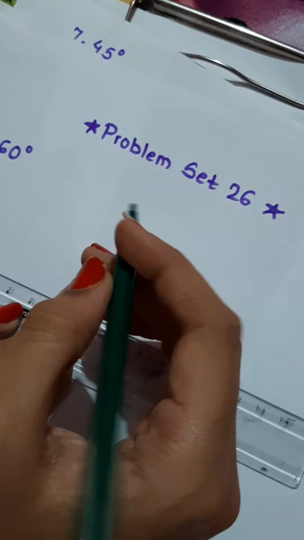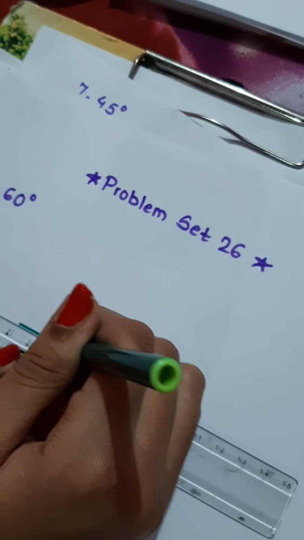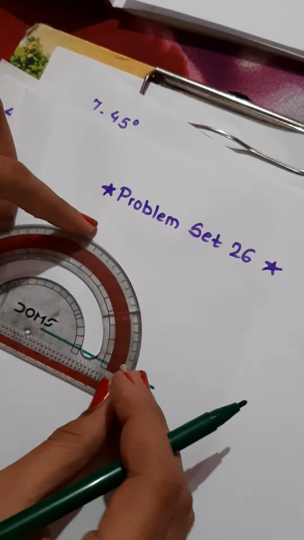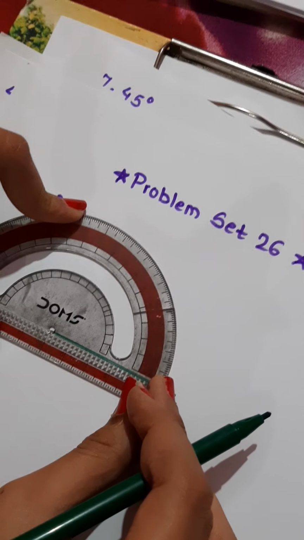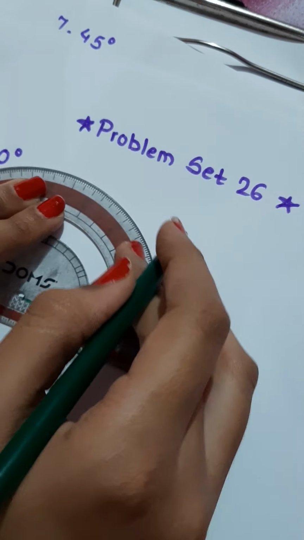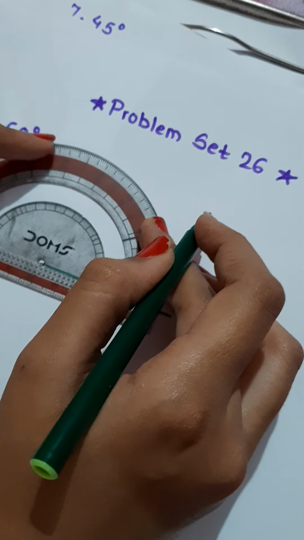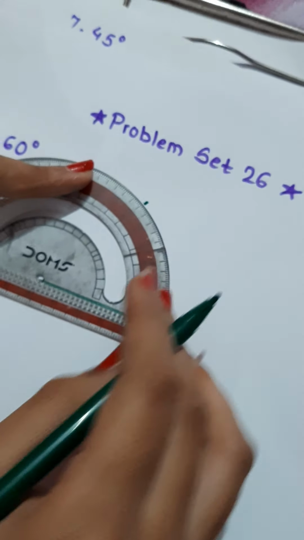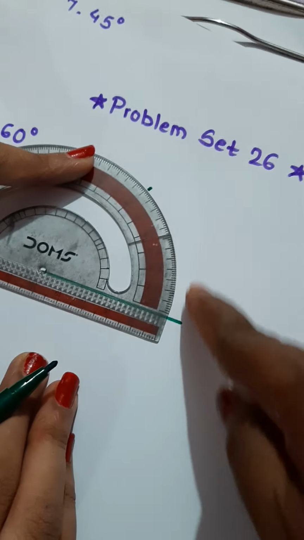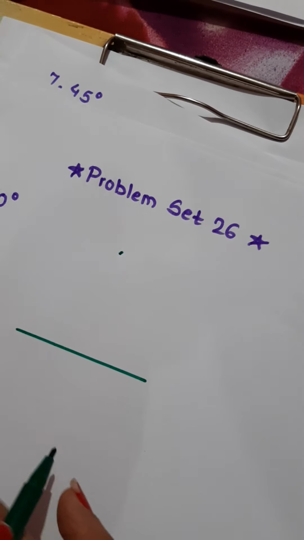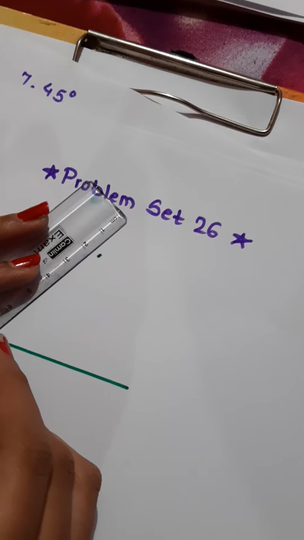How to draw? Take the scale, draw one horizontal line, keep the protractor on the starting point of the segment, middle point on that point, and now take the measurement of 60 degree from this side, 0 to 60. And remember one thing, acute angle always comes inside.